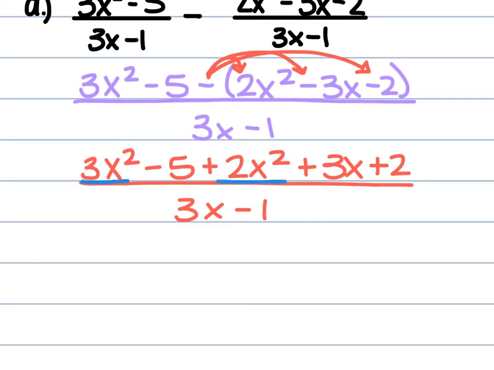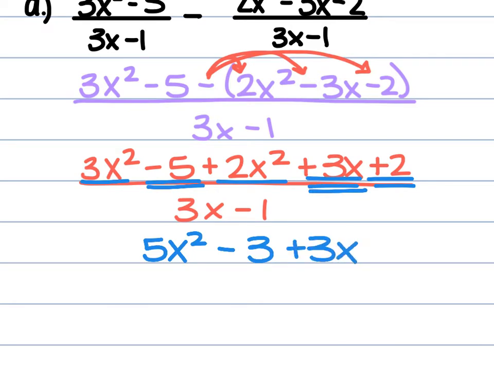The 3x squared plus 2x squared is going to give us a 5x squared. The negative 5 and the positive 2 is going to give us a negative 3. And that positive 3x is going to stay a positive 3x. Keep it over the 3x minus 1.